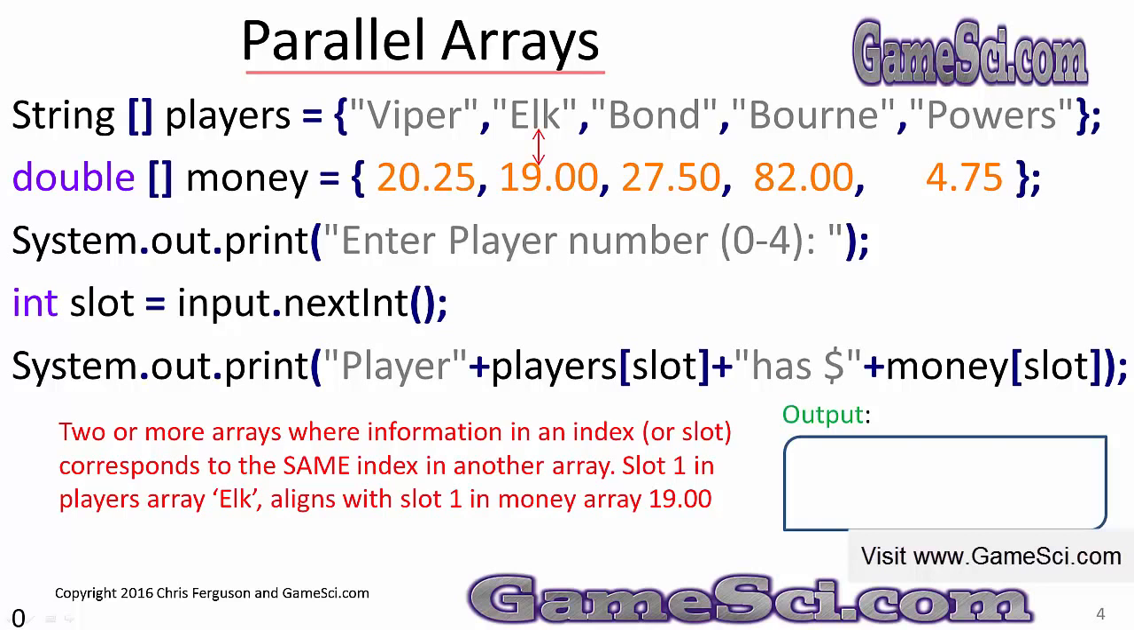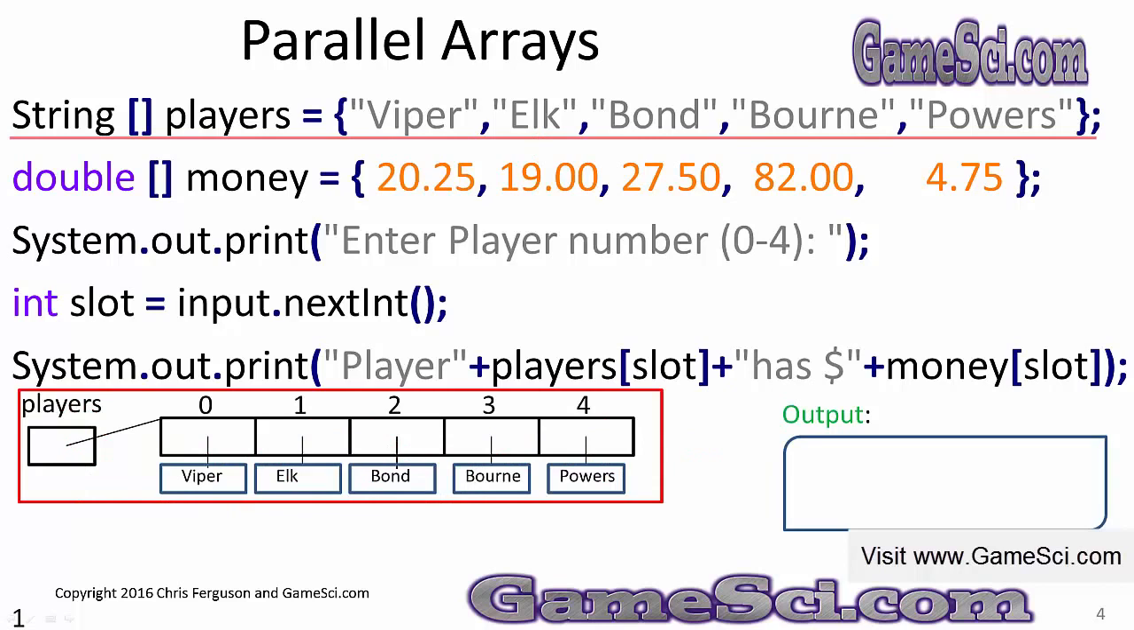Two or more arrays where information in an index or slot corresponds to the same index in another array. Slot 1 in the players array, which contains elk, aligns to slot 1 in the money array, which contains 19. Player 1 has the name of elk, and they currently have the amount 19 in their pocket. That's what I mean by parallel arrays. Slot 1 of the array players, elk, corresponds to slot 1 of money, 19. So player elk has $19 in their pocket.